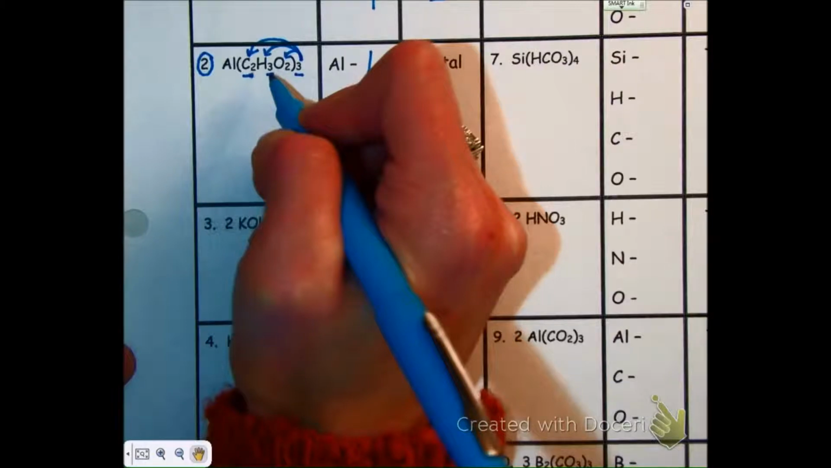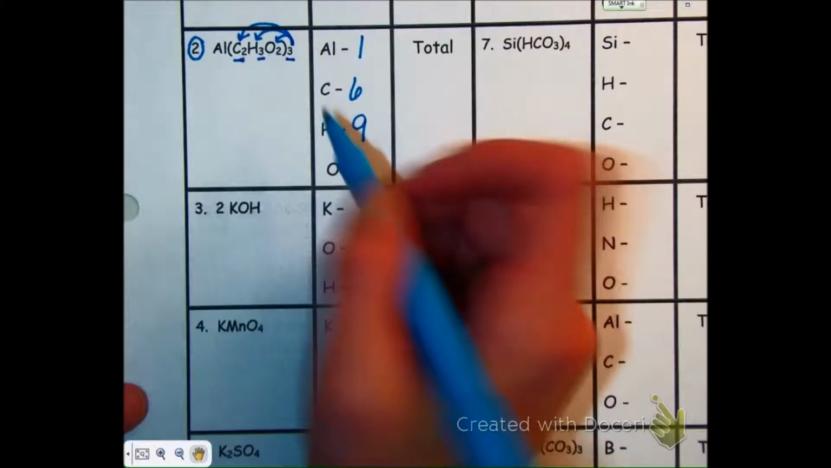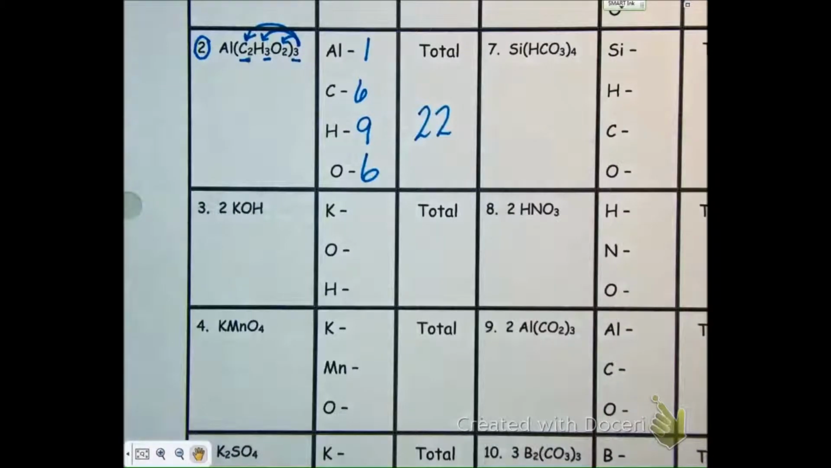And lastly, I need to represent my oxygen. I have 2 oxygen inside the parentheses. I need to multiply that by my subscript of 3 for how many oxygen? 6.